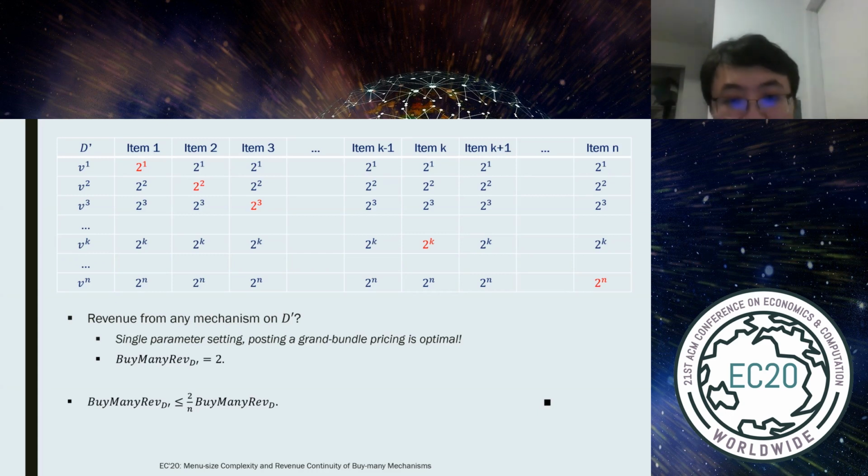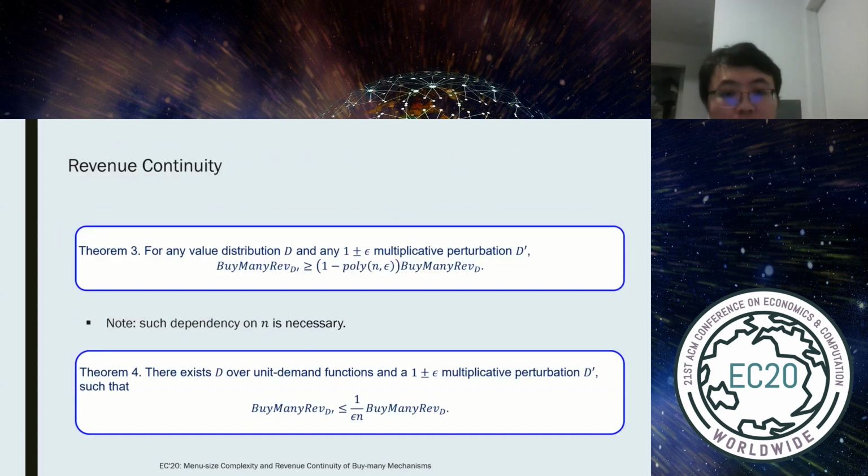So this means that after values get perturbed multiplicatively by 1/2, the revenue obtained by buy-many mechanisms can reduce by a large factor that depends on n. And such an example can be generalized to arbitrary epsilon, saying that the buy-many revenue after perturbation can decrease by a factor of epsilon times n. So this shows the dependency on n is necessary in Theorem 3.